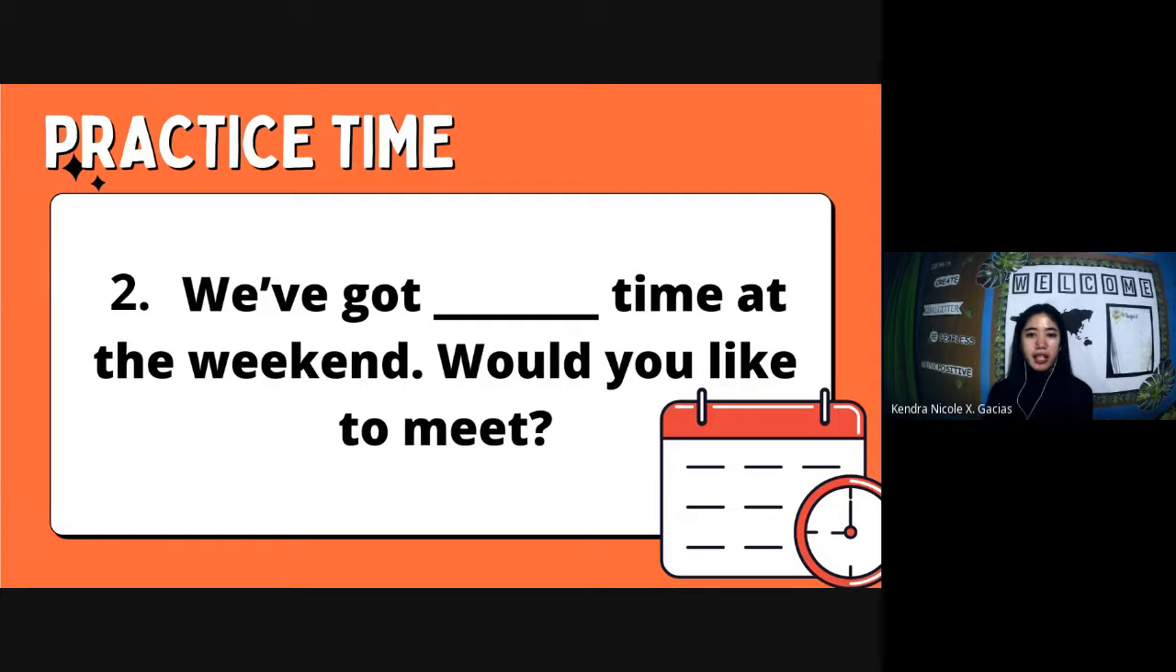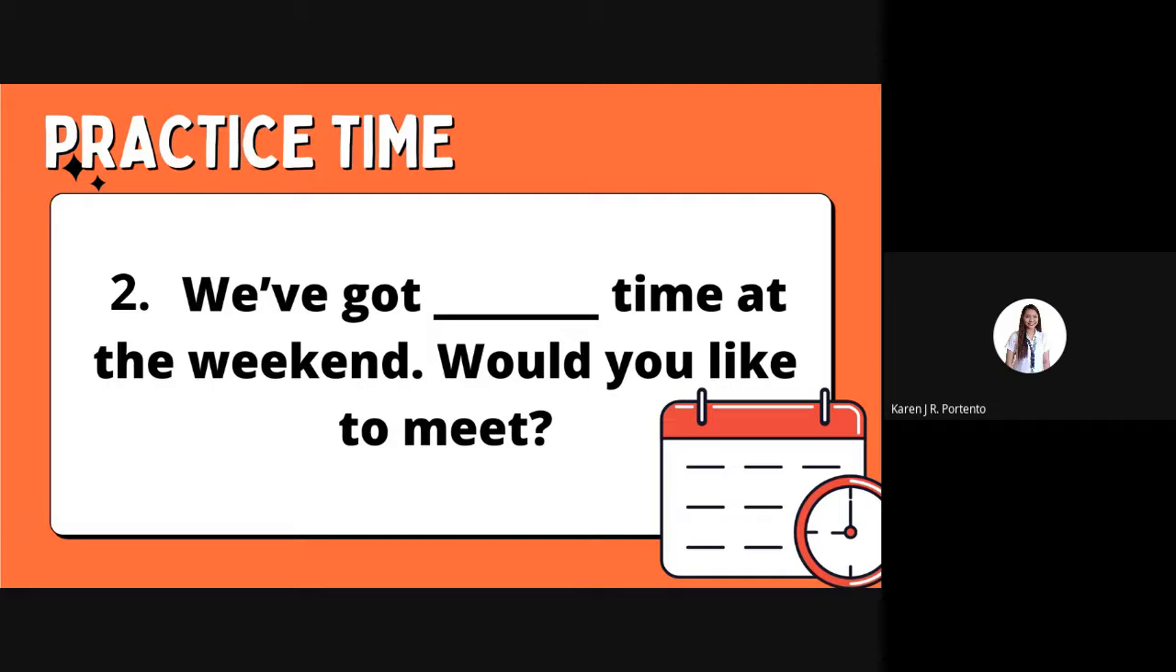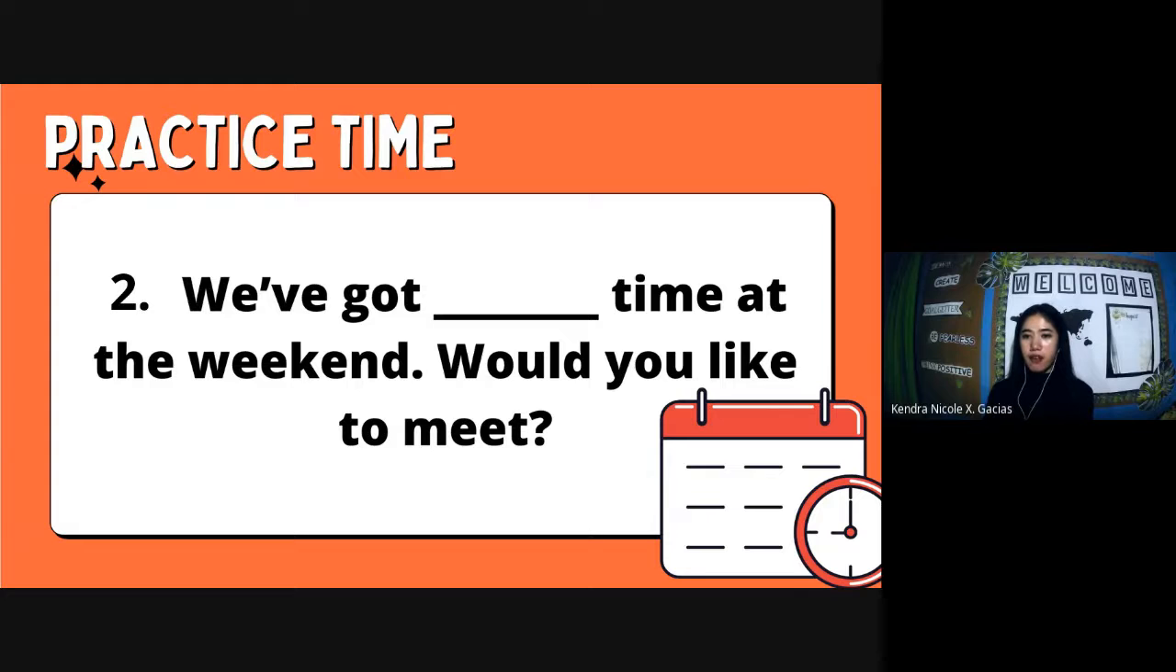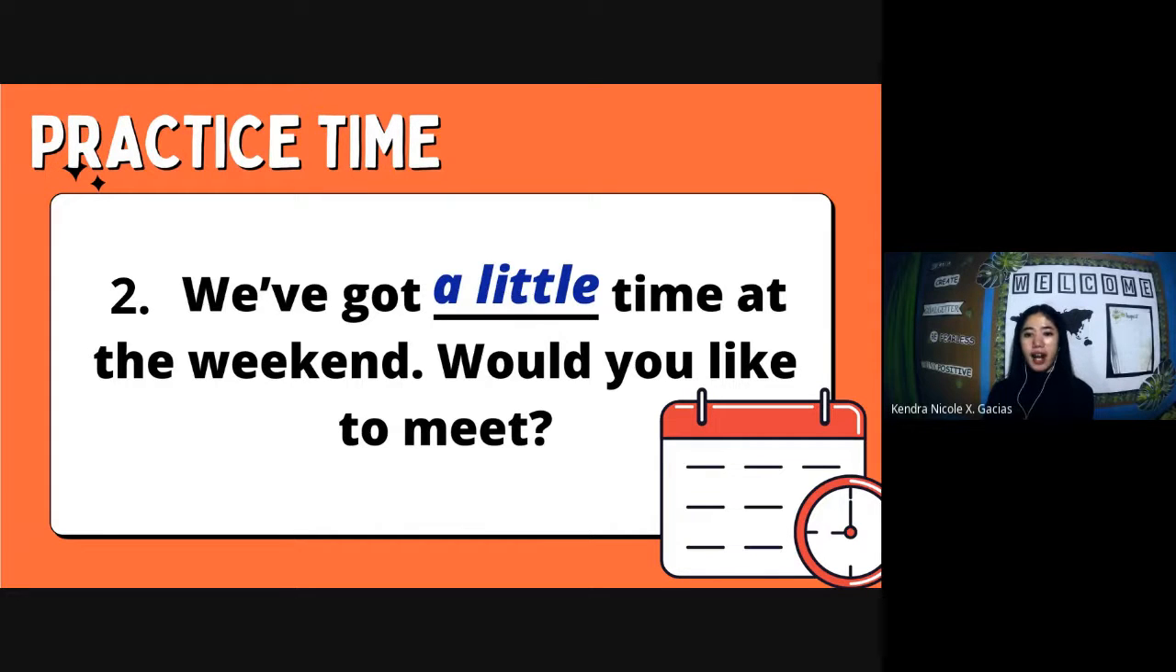Karen, would you like to try? Yes, ma'am. We've got blank time at the weekend. Would you like to meet? I think the missing quantifier here in the sentence is a little, ma'am. We've got a little time at the weekend. Would you like to meet? Okay, thank you for that, Karen. You are correct. There is enough time for them to meet at the weekend. So the answer is a little. Okay, thank you. Now let's proceed to the third one.